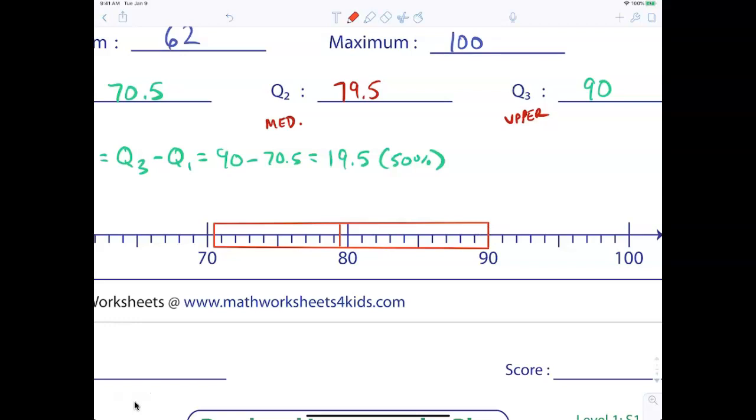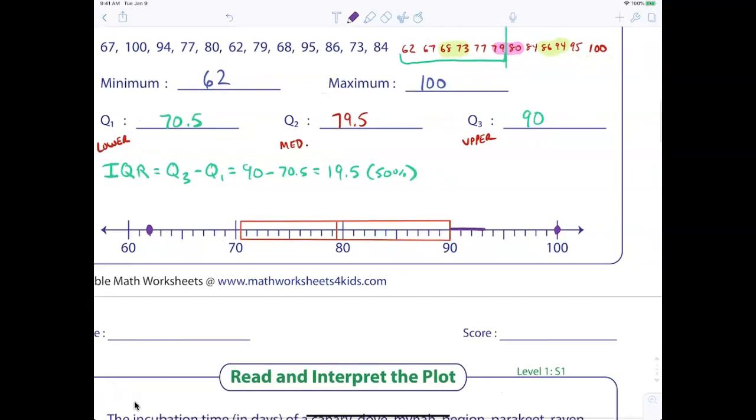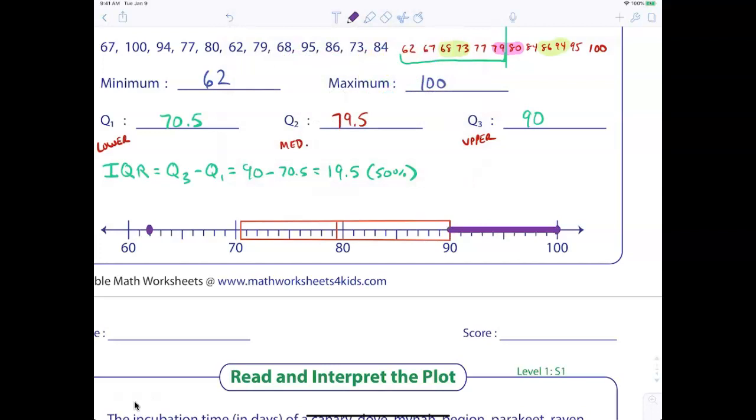All right, now the last thing we have to do is put 2 dots at the maximum and the minimum. We're going to put a dot at 100 and a dot at 62. And then we draw the whisker, I guess. There you have it. Again, I just think that's super easy. But again, I would not expect you to be able to figure that out. Somebody has to show you.